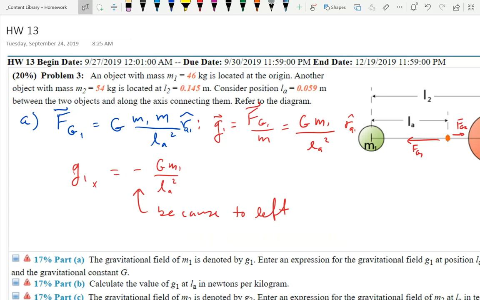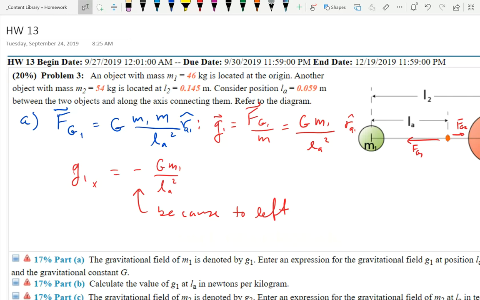So the R is going to be LA, and G, M1, and then the mass that's not even here is what cancels out. And so we just have minus, because of direction, GM1 over LA squared. And then part B is just putting in numbers. C is what the problem was.